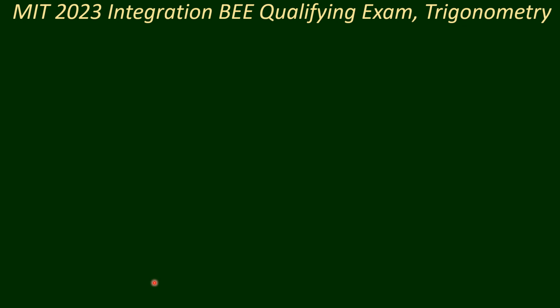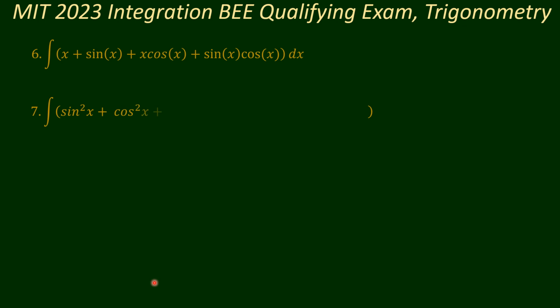and finals again. So in the qualifying exam, we'll tackle problem number 6, which is the indefinite integral of x plus sine x plus x cosine x plus sine x times cosine x. Then we'll also look at problem number 7, which is sine squared x plus cosine squared x plus tan squared x plus cotangent squared x plus sec squared x plus cosec squared x as our integrand.